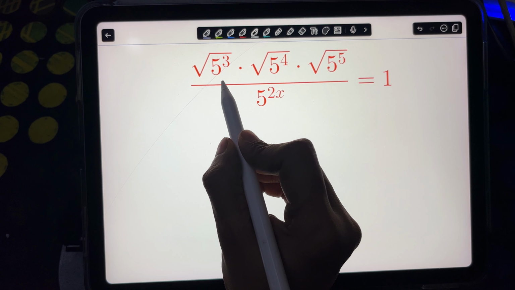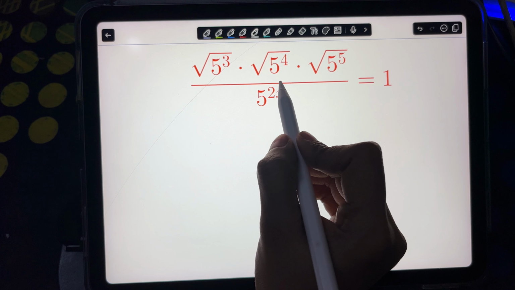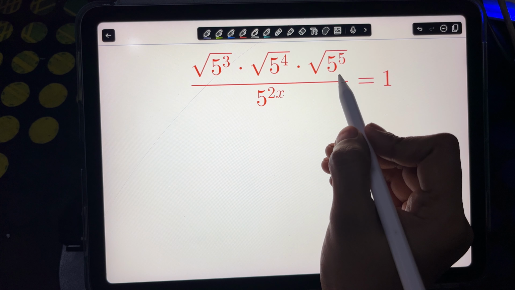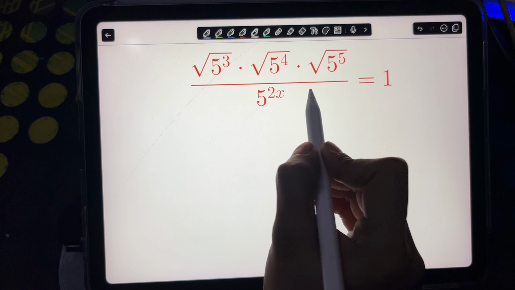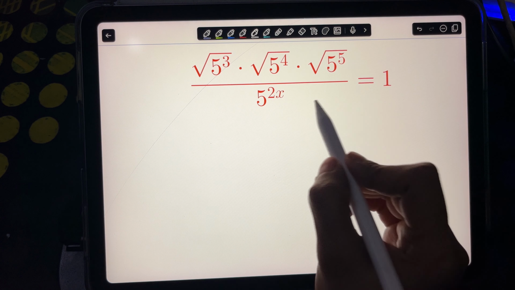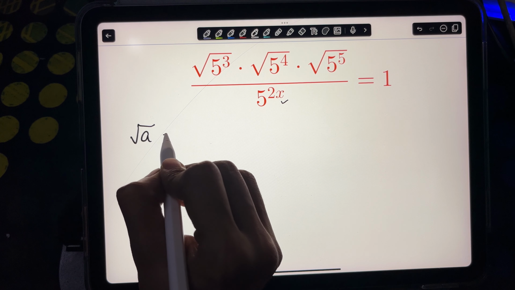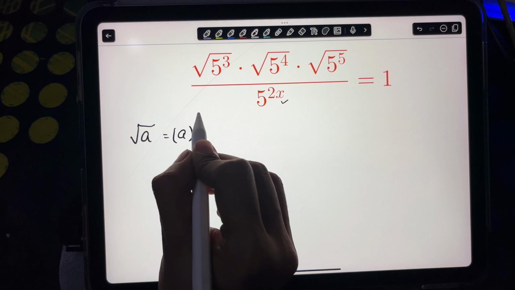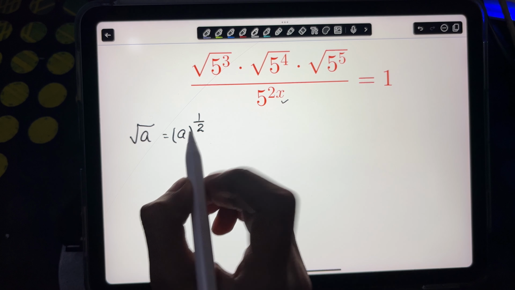Square root of 5 to the power 3 times square root of 5 to the power 4 times square root of 5 to the power 5, upon 5 to the power 2x, is equal to 1. We have to find the value of x. Now, square root means it is raised to the power of 1 upon 2. So, let's write it like this.